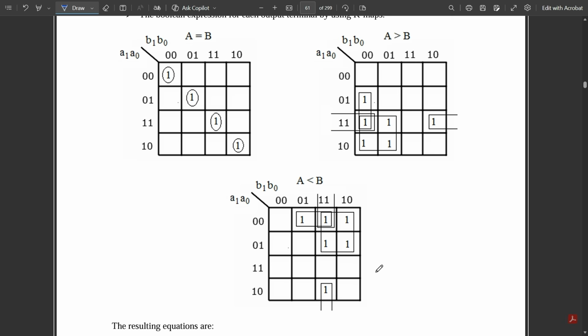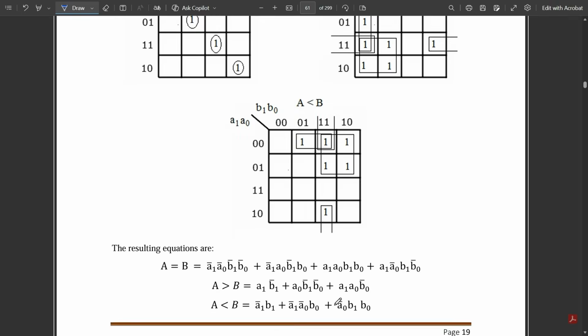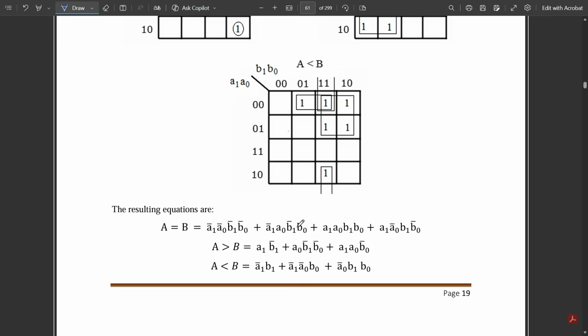So I've already told you, I will not explain the K-map procedure again. The video would be very lengthy. I've already solved some of the problems in module 1. I've told you how to construct the K-map. Refer to that, and then you could easily understand these K-maps here. Like this the equations are written for a 2-bit comparator.